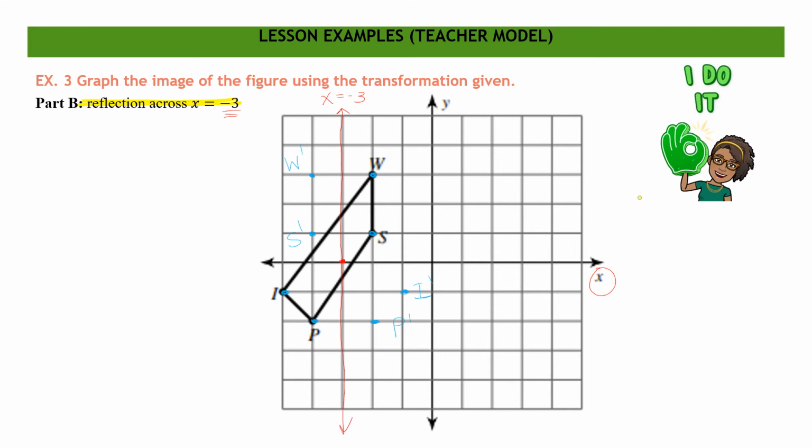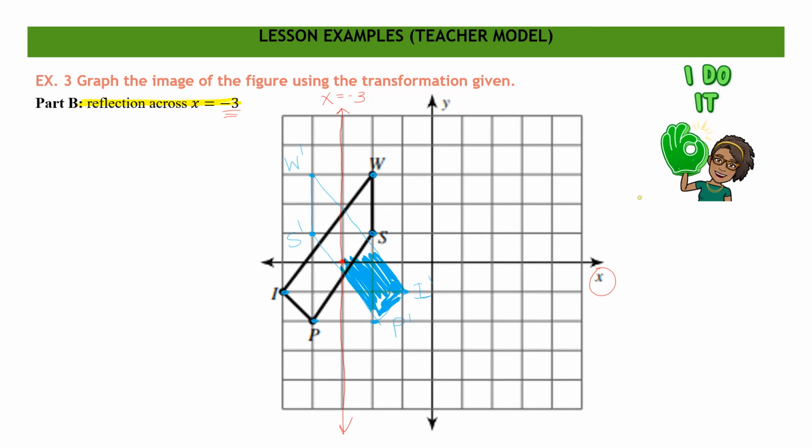So now that I have my points, I can just go ahead and connect my vertices to create the image that I have here for my transformation. And let me go ahead and shade that in so you guys can see. So this is my image.